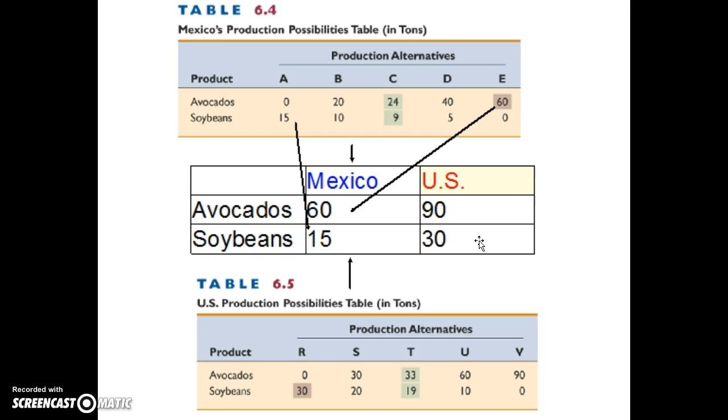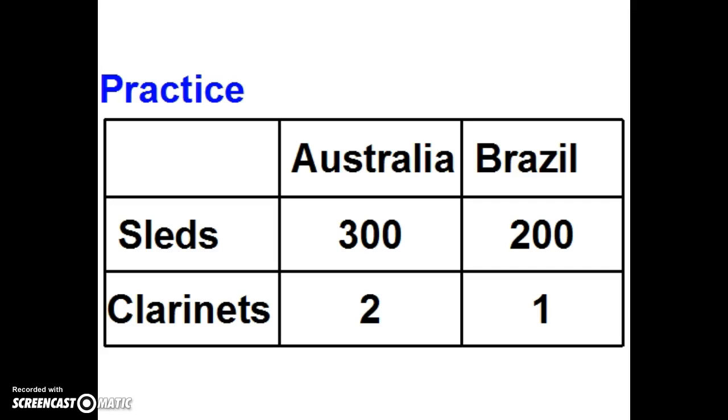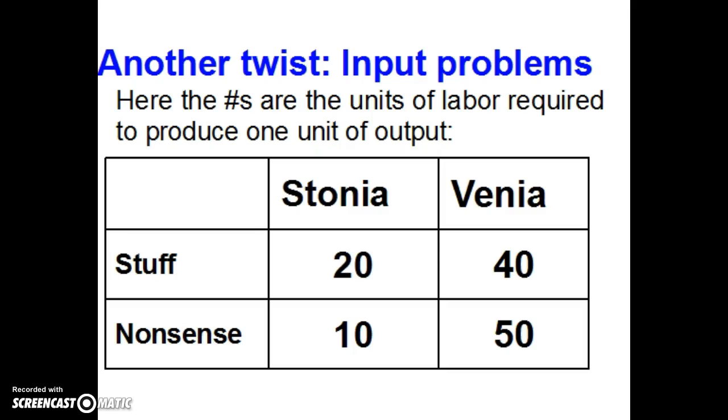So with comparative advantage, just to recap, you want to calculate opportunity cost for each country for each good, and then look for which country has a lower opportunity cost, and that is what they should specialize in. Once we've worked through these problems, we're going to put a little twist on it, because in addition to those problems we just did, which are called output problems, there are also input problems for comparative advantage.